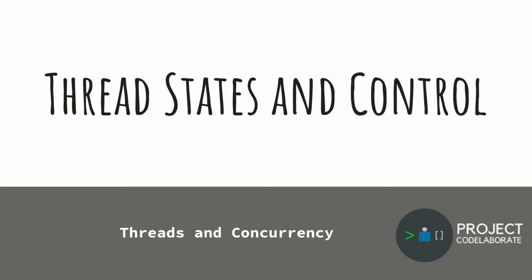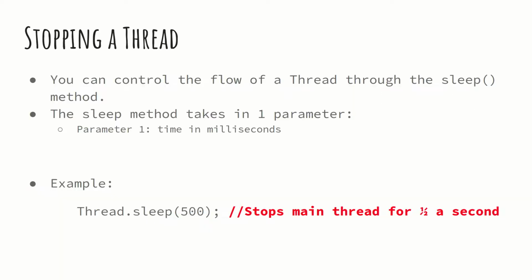In this video, we will be discussing thread states and control. So, in order to stop a thread, there is one way we can do this. There is the sleep method in the thread class, and the sleep method will take in one parameter, and that parameter is the time in milliseconds that we want to stop the thread. So for example, if we do Thread.sleep(500), that will stop the thread for half a second because there are 1000 milliseconds in 1 second, and so 500 would be half a second.